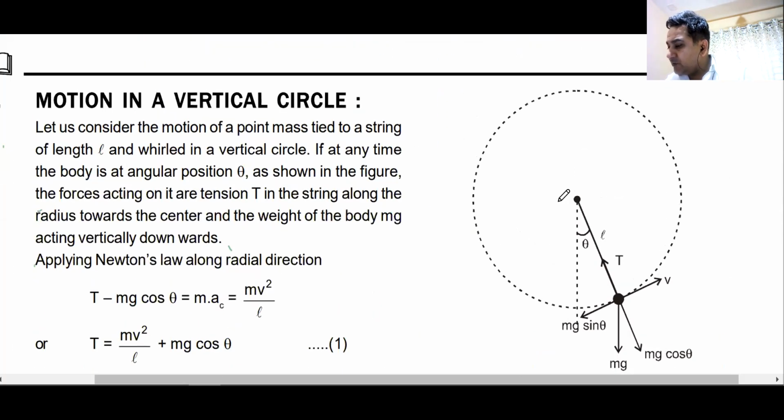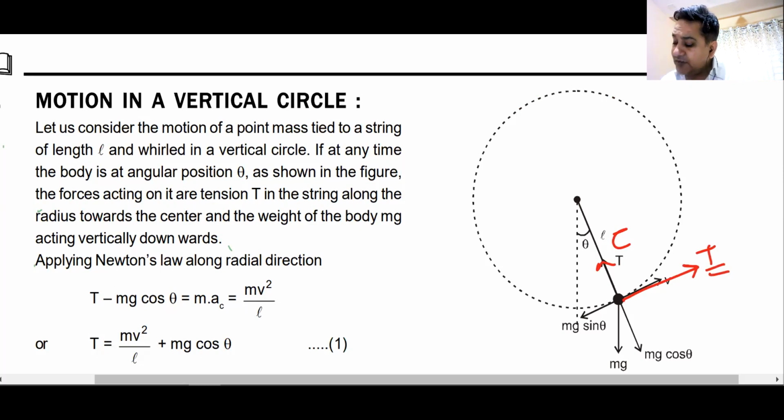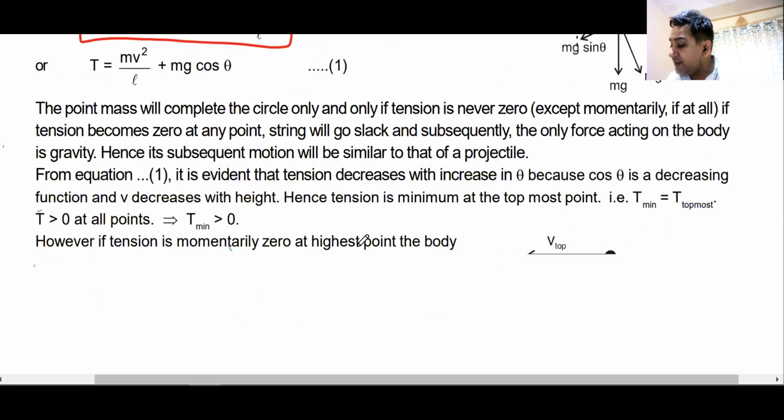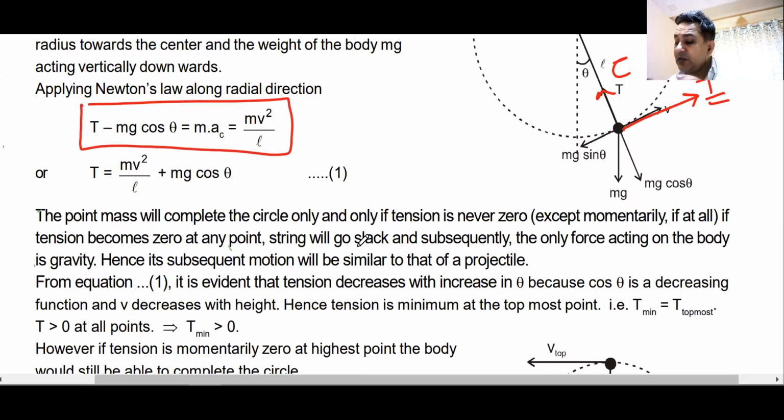So we'll move on to the next topic, which is motion in a vertical circle. Do we remember this? Up till now, the circle was like this. Now the circle becomes like this. This is known as motion in a vertical circle. Again, in this, we make equations along two directions: one towards the center, one along the tangential. This is the equation along the center, and there is probably no equation along the tangential direction.